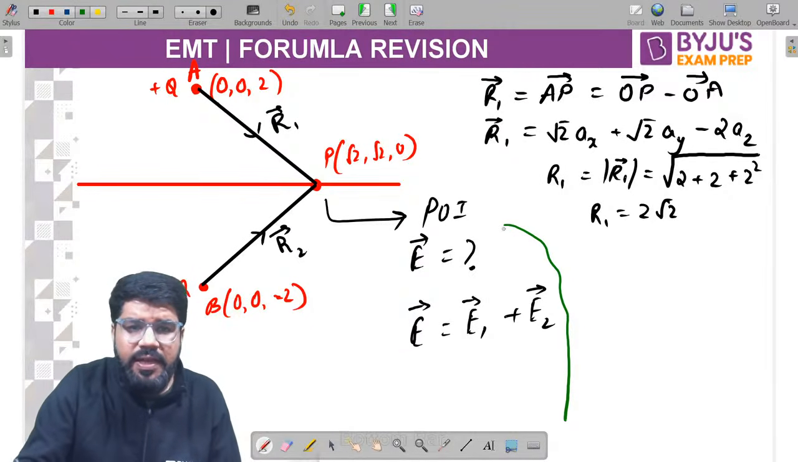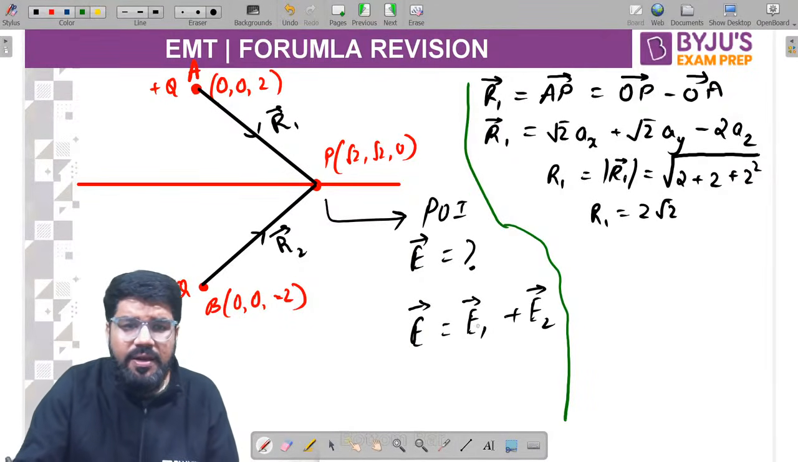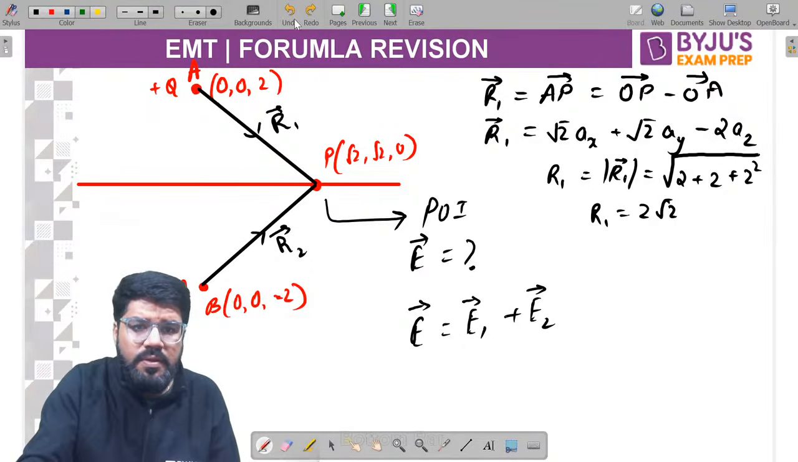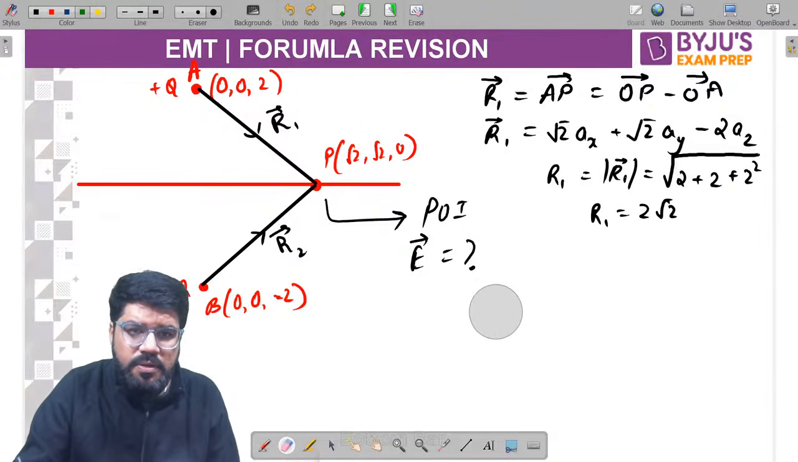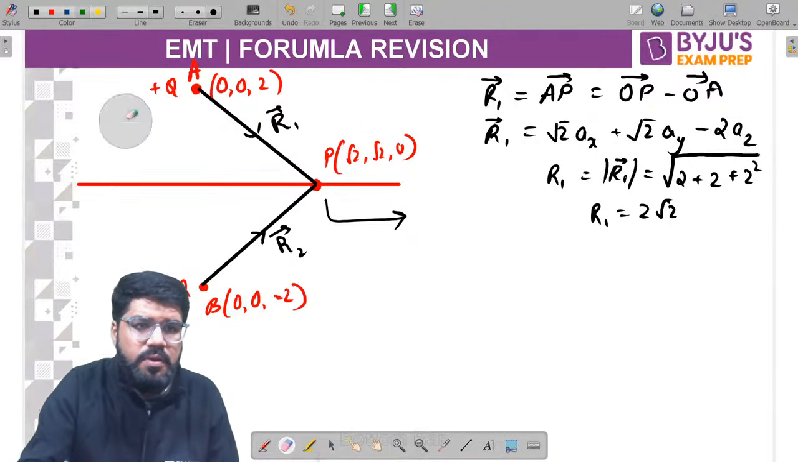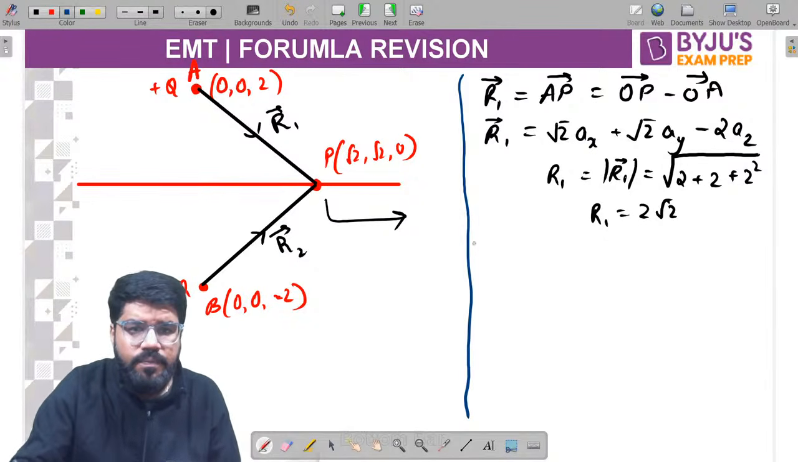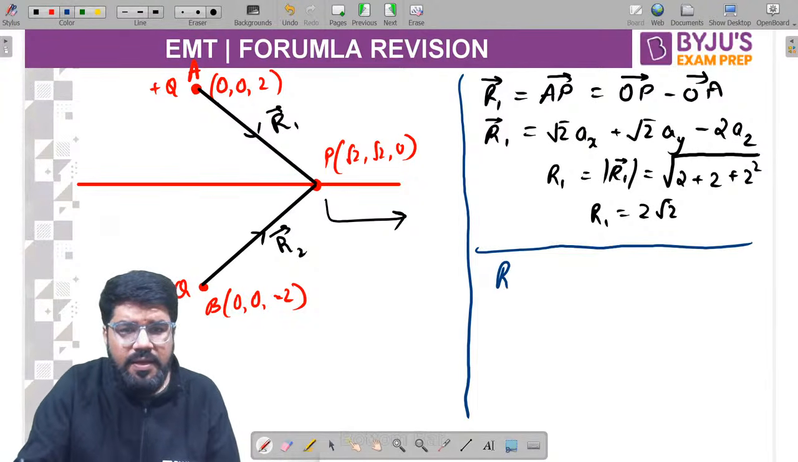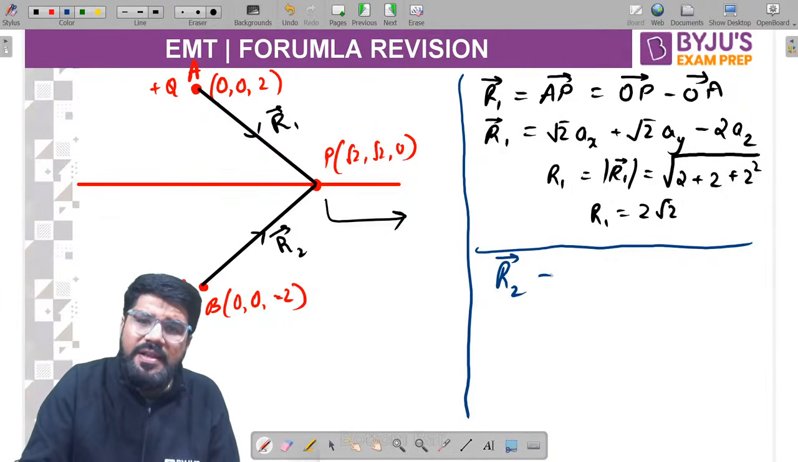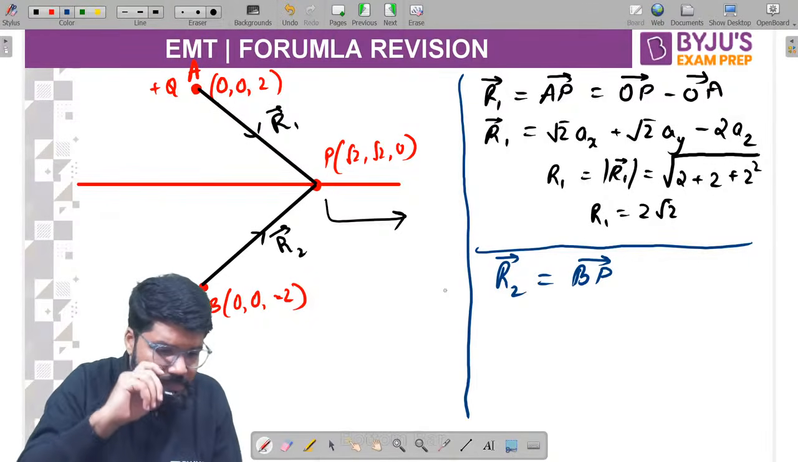Similarly, we can calculate what is the vector R2. Better let me remove this from here. Okay, just keep on focusing. What is the vector R2? Vector R2 is the vector from B to P.